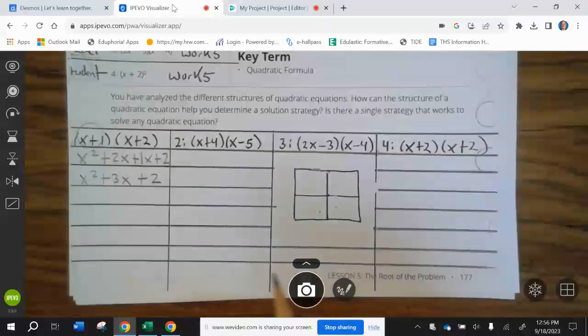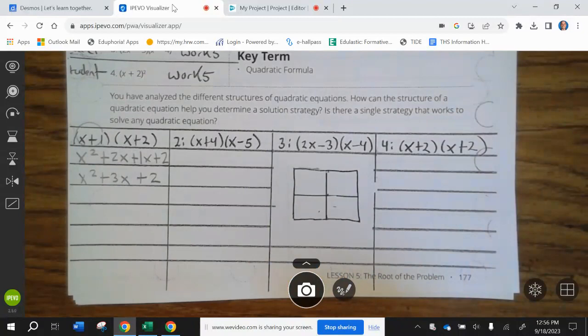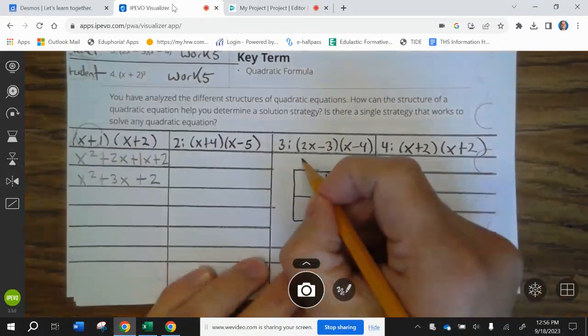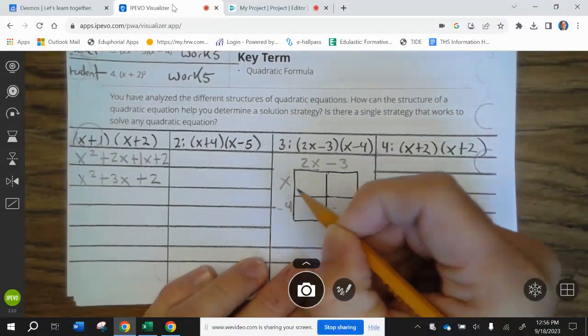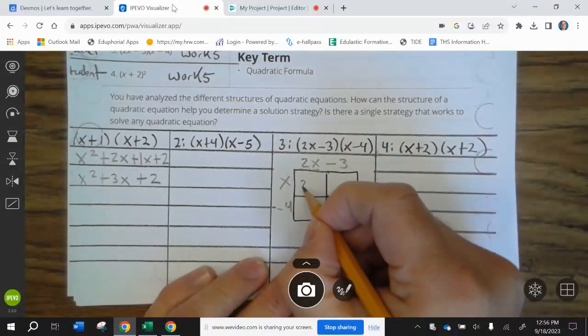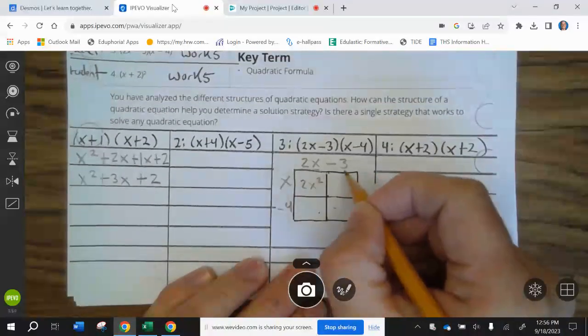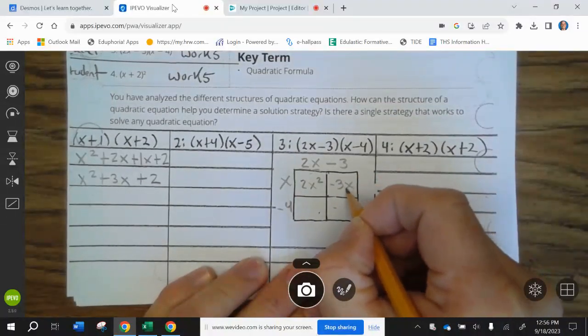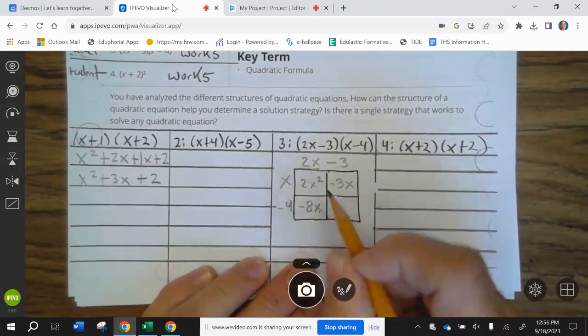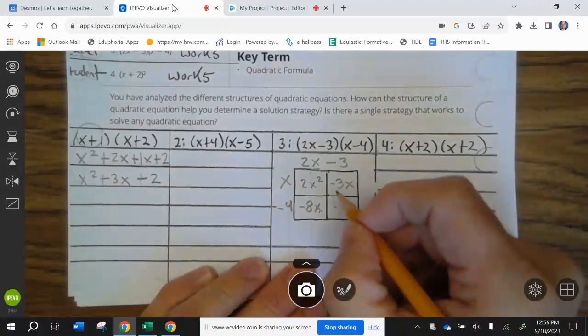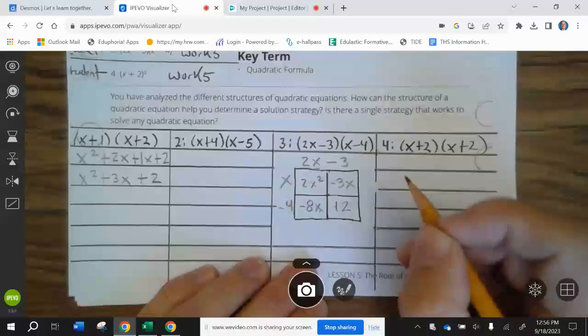All right, now we did FOIL, but now let's use the box method. All right, so we have 2x minus 3, x minus 4. X times 2x is 2x squared. X times negative 3 is negative 3x. Negative 4 times 2x is negative 8x. Negative 4 times negative 3 is a positive 12.